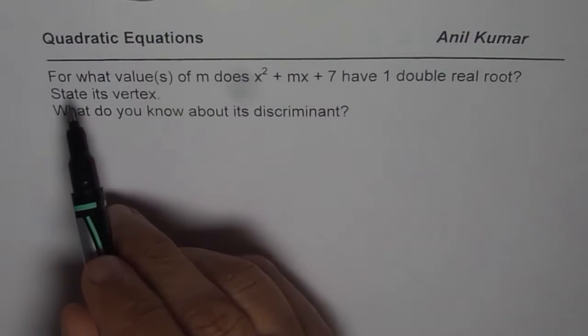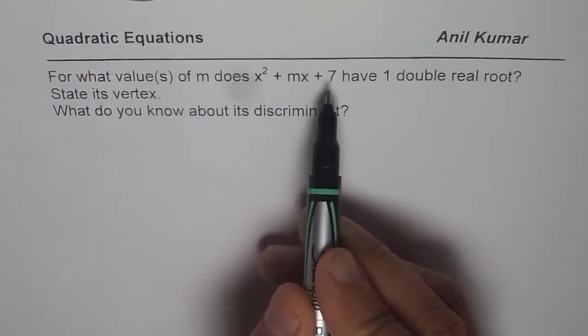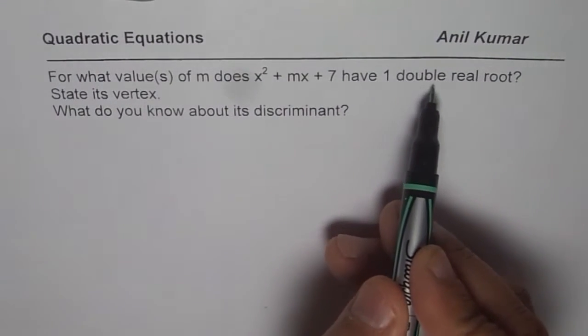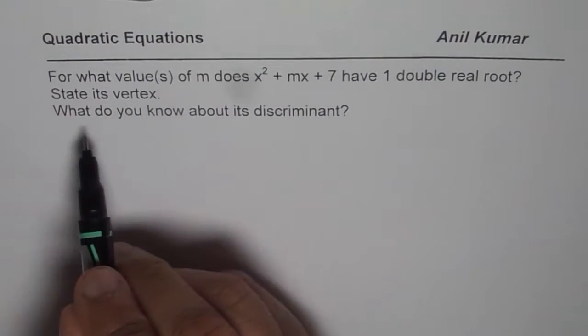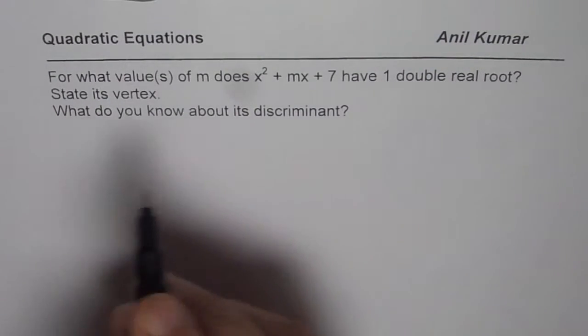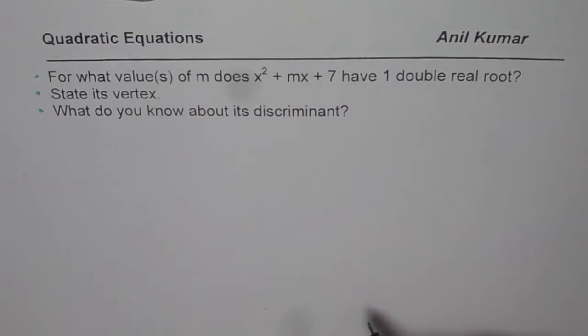Question is, for what values of m does x squared plus mx plus 7 have one double real root? State its vertex. What do you know about its discriminant? So it has three parts. You can pause the video, answer these questions, and then look into my suggestion.